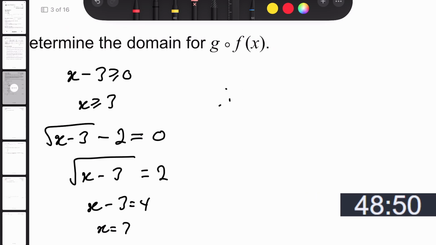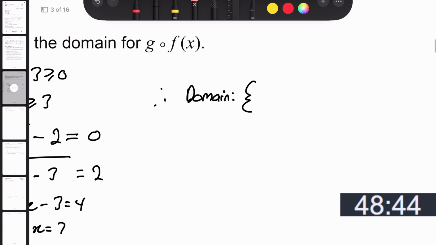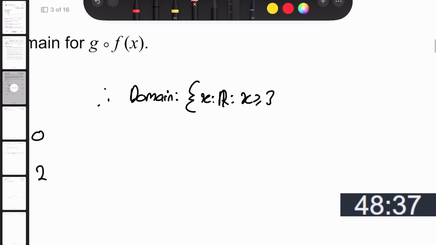Therefore, we have that the domain is going to be x is a part of the real such that x has to be greater than 3 and x cannot equal 7.